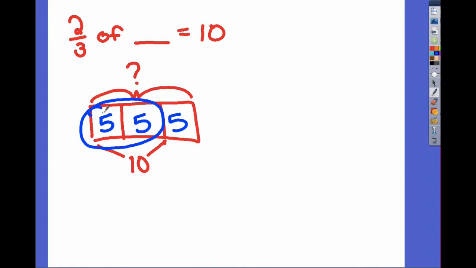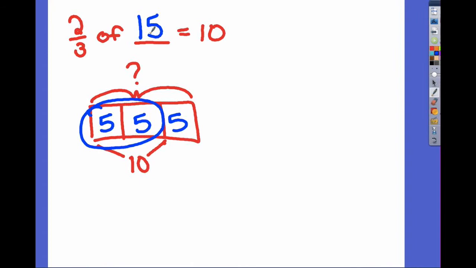So what would my missing number be? $15. Does that make sense? Kind of? Try the next one with your neighbor.